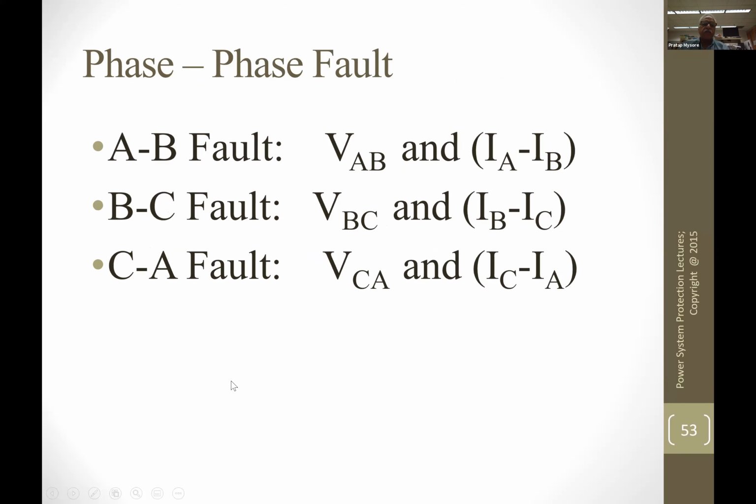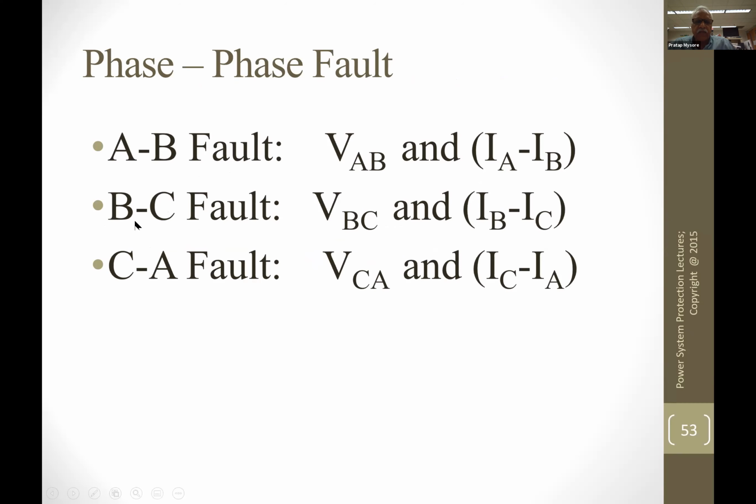Similarly, if you look at phase-to-phase fault not involving ground, then I need the voltage across the faulted phases. A to B, I need VAB, and then the currents IA minus IB are taken, the difference in these two phase currents. If I divide VAB by IA minus IB, the relay measures the positive sequence impedance up to the point location where the phase-to-phase A to B fault occurred.